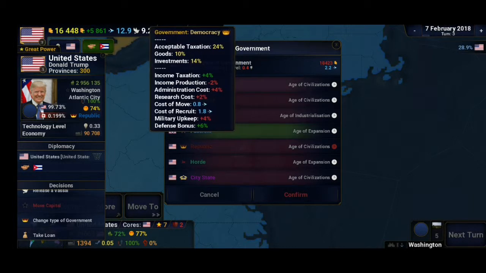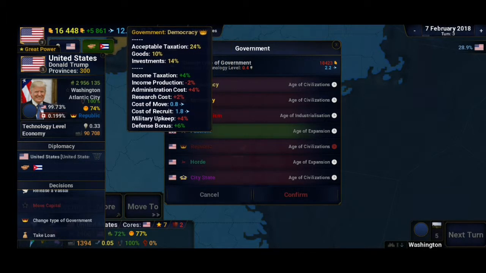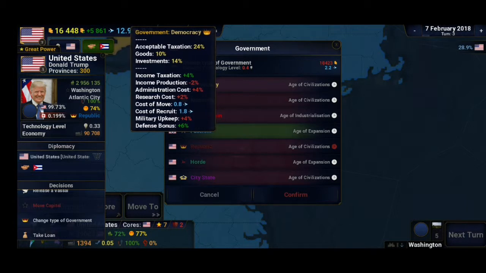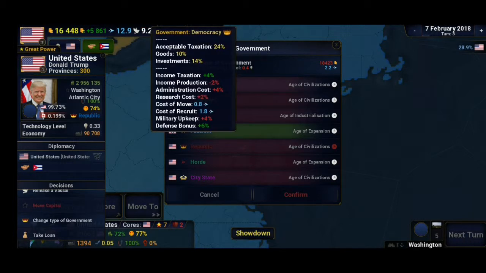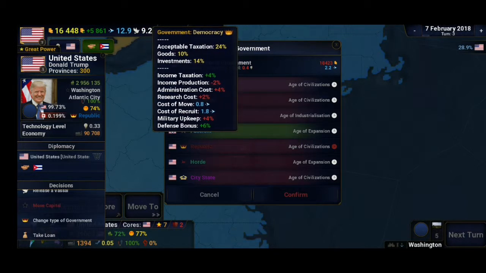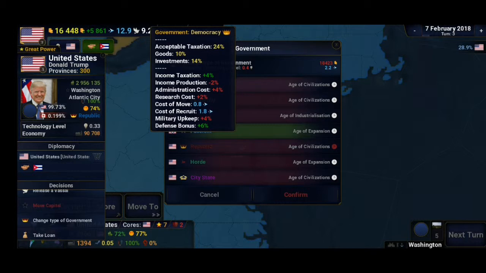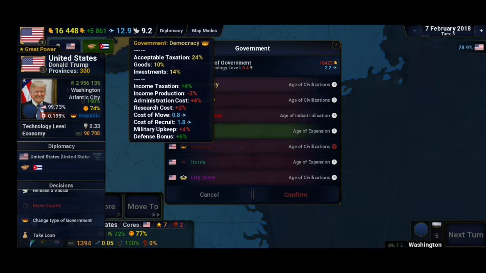Like, see here, democracy, you can tax them up to 24%. You have to keep goods at 10% and investments at 14%. Although you can only tax them at 24%, income taxation makes up for that quite a bit, plus 4%. But income production is kind of low. Administration cost is very expensive, plus 4%, and it's kind of a pain to research as a democracy. The research cost is quite unbearable for me.